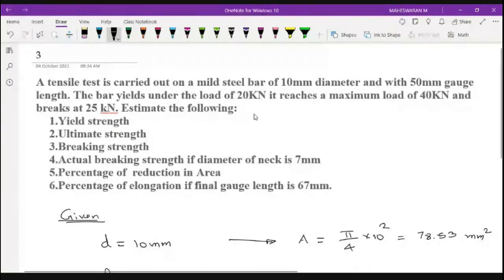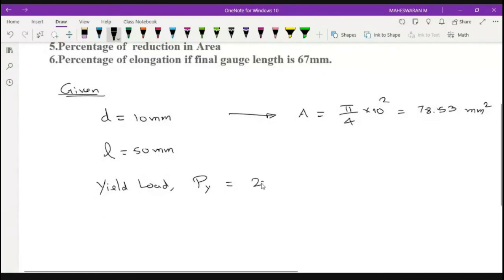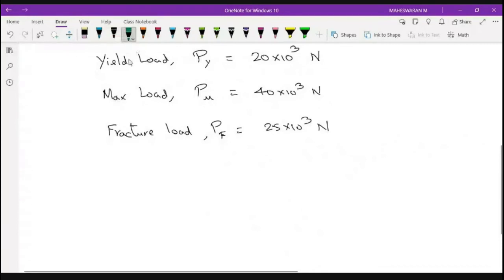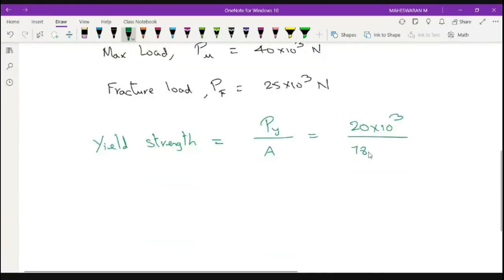Right. Next, yield load is given. Yield load, P_Y, let me call it, is equal to 20 kilonewton, which is 20 into 10 power 3. Next, ultimate maximum load is given. Right. Maximum load. Now, I want to identify my yield strength. Yield strength is yield load divided by cross-sectional area. So yield load, you know, is 20 into 10 power 3, and the cross-sectional area we already identified as 78.53. So what is my yield strength?